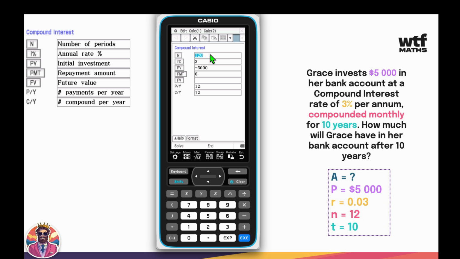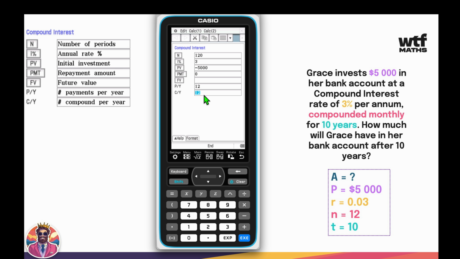So let's just quickly recap. I want to do this problem for 120 months at 3%. I'm giving you $5,000. There's no payments. I don't know what the future value is going to be. Payments per year is 12 just because we're not doing anything. We want it to match this. And it's compounded 12 times per year.